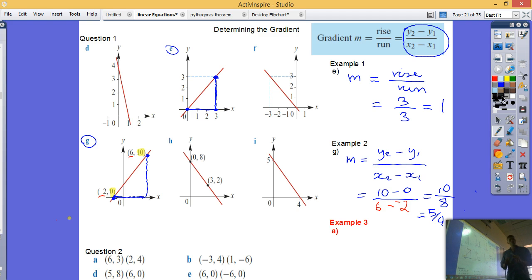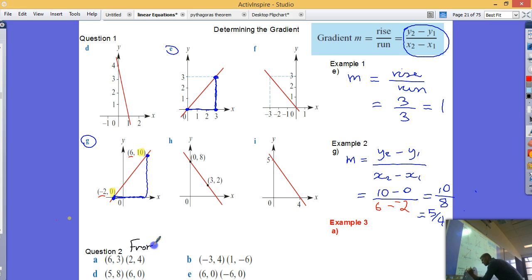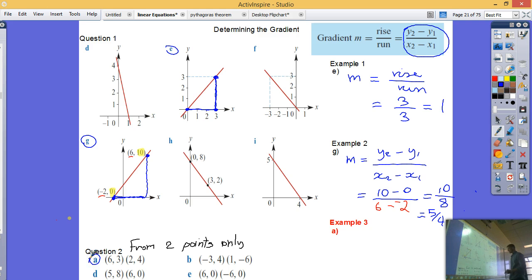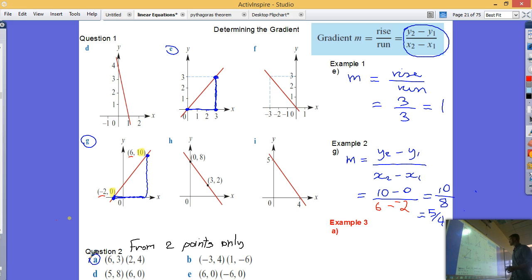And then lastly, if we have no sketch to read from and to interpret, how do we get the gradient just from two given points in space, two given points on the Cartesian plane? So this is the most important. From 2 points only. Okay, let's look at example number A. Now, given we have points, I'm going to use the form that draws on those points, x1, y1, and x2, y2. So, set up your rule.